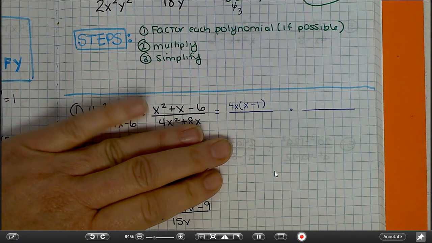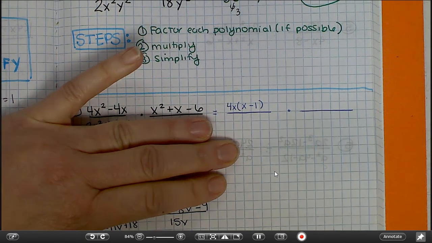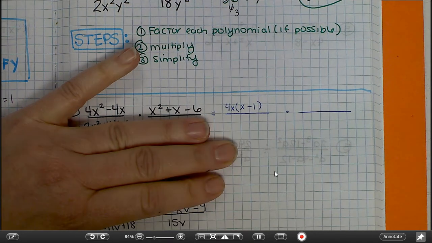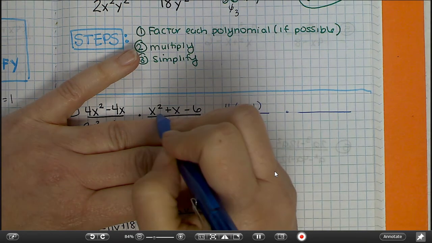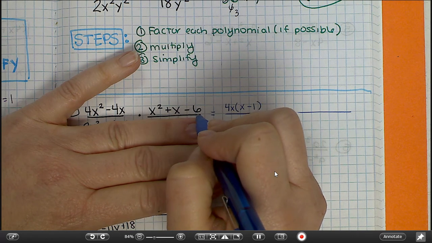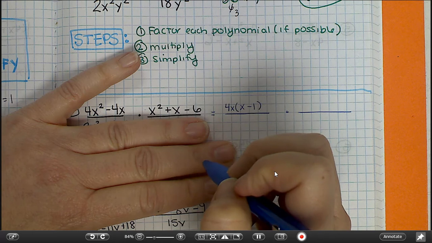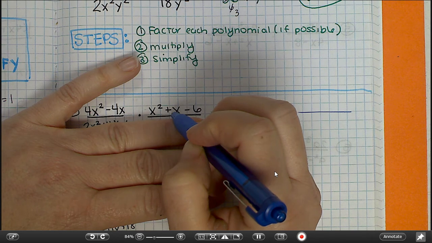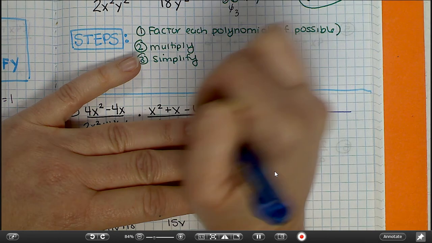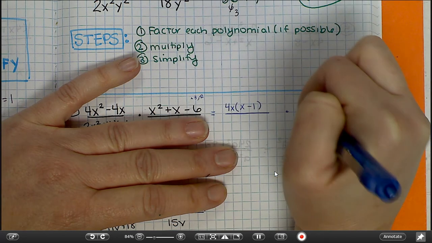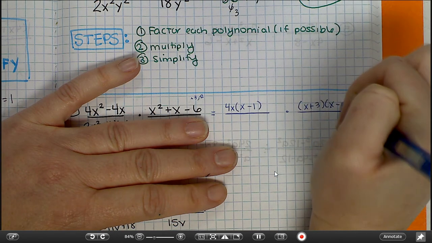Let's look at the next one. And if you need help with factoring, you're going to need to go back to the factoring videos or ask me questions, because I'm just going to kind of go through them out loud, but I'm not going to write down everything if I don't need to. So is it a GCF? No. Is it a binomial? No. Is it a trinomial? Yes. Is it a perfect square trinomial? No. So we need to factor. What are the factors of -6 that add up to +1? They are +3 and -2. So we have x plus 3, x minus 2.